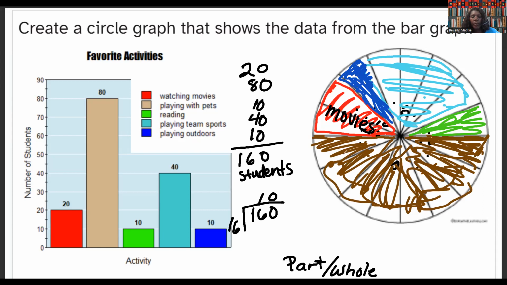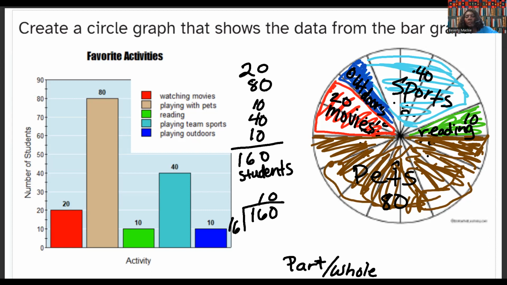Well, that's it for your graph. But now we're just going to label. And then this big brown one, we said 50%. That's half of the group, playing with their pets. And I'm just going to put that number there as well. And then green was reading. I wish there were more people liking to read here. And so that was 10. And then the aqua was sports. And the last one is outdoors, and that is 10.